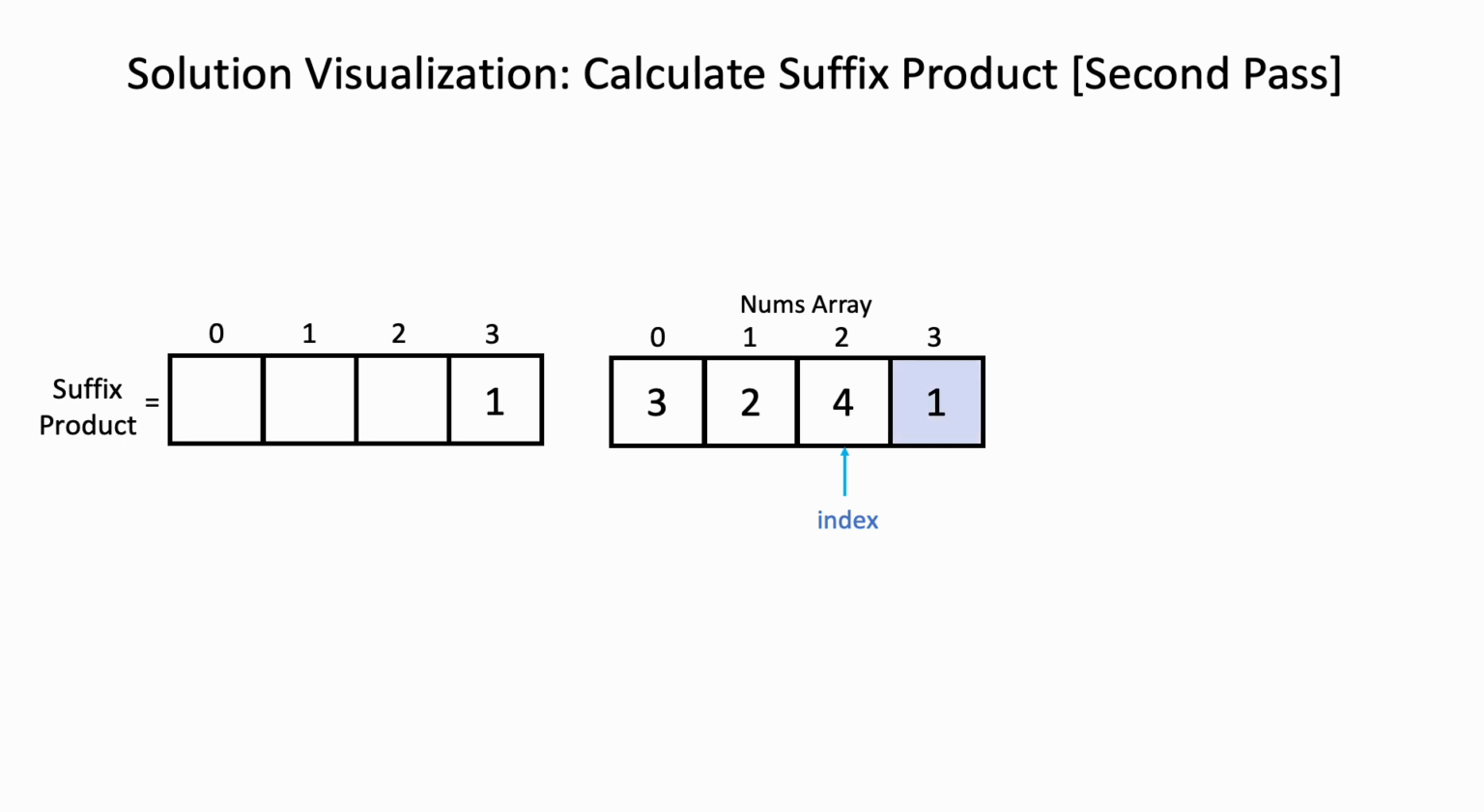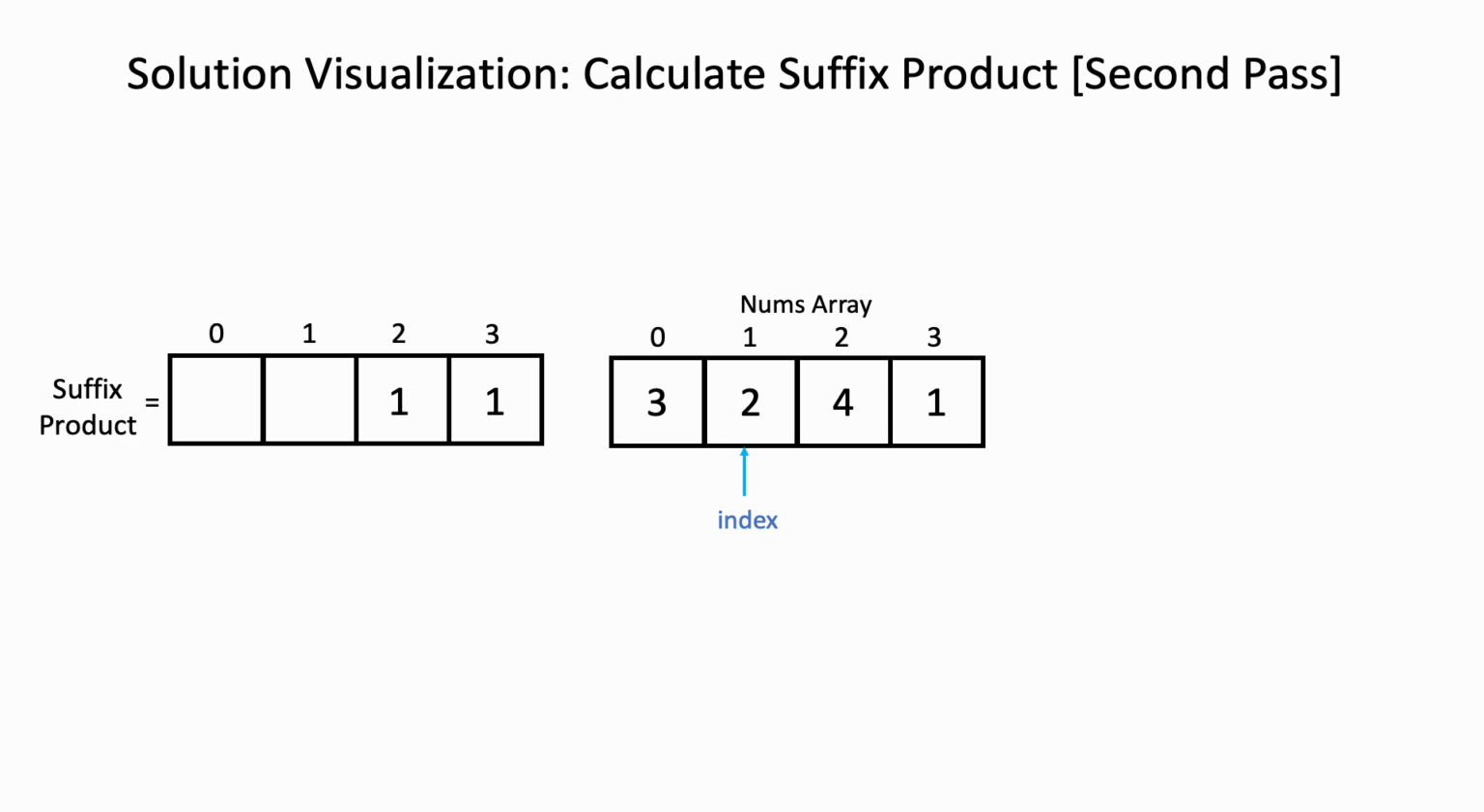Now the suffix product is 1. We can calculate the suffix product by selecting the index +1 element of the input array and the index +1 element of the suffix product array, multiplying them, and updating the value of the element at the current index of the suffix product, which is 1. We decrement the index pointer.